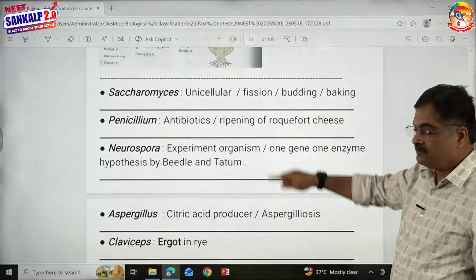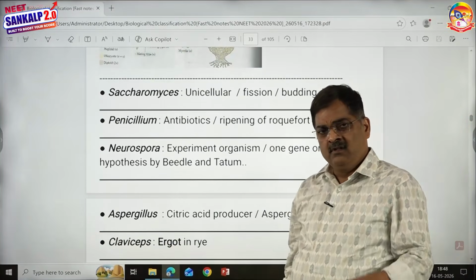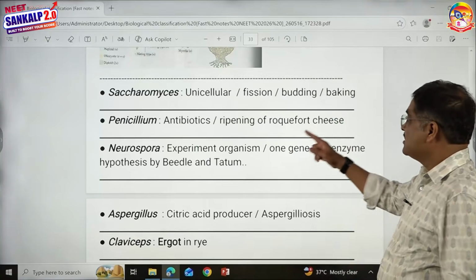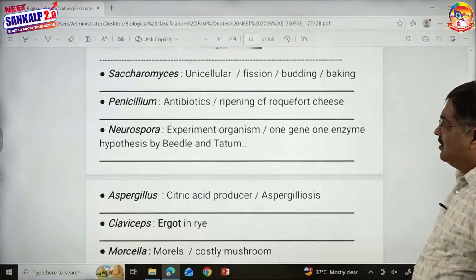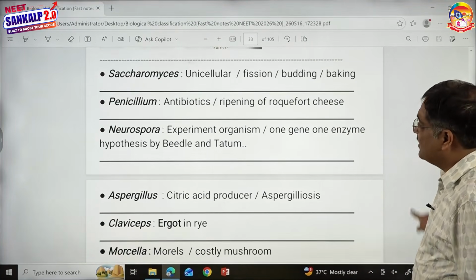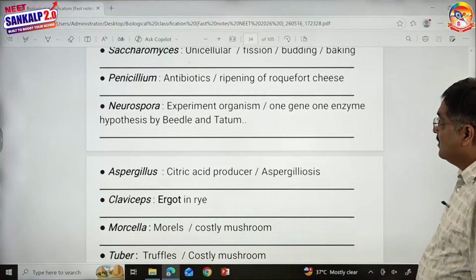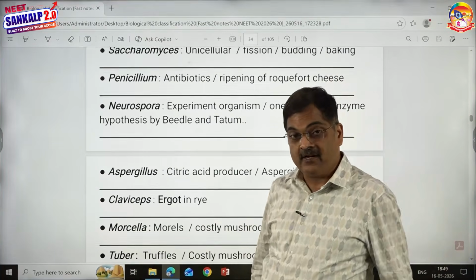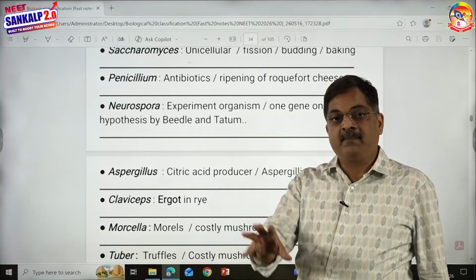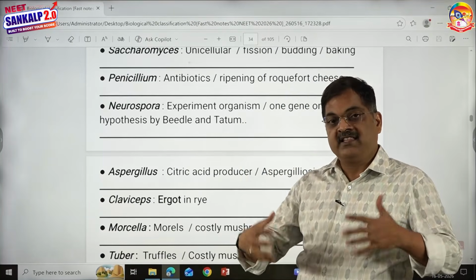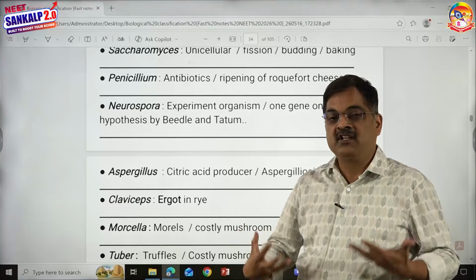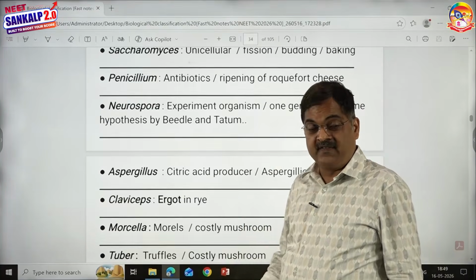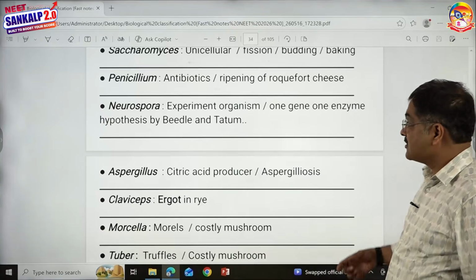Saccharomyces. Examples are important, children. Examples in Ascomycetes are important. Remember this. It's a unicellular fungus. Then Penicillium. It's an antibiotic producer. In the ripening of Roquefort cheese we also use Penicillium roqueforti to increase the taste and flavor. We sprinkle the Penicillium spores such that they germinate and secrete some chemicals which increase the taste and flavor. And Roquefort cheese is very popular in Europe, especially in France.